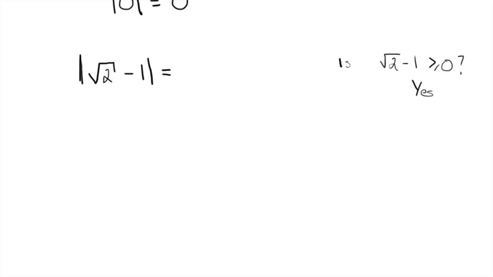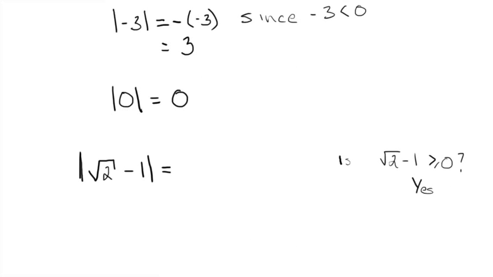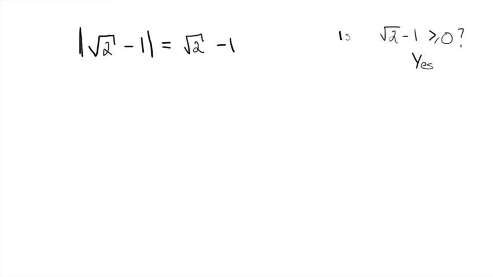So by our definition up here, since we have it bigger than 0, the absolute value of a will just be equal to a. Well, this is a, root 2 minus 1. So this is just equal to root 2 minus 1. I don't have to do anything. So that's that without the absolute value signs.